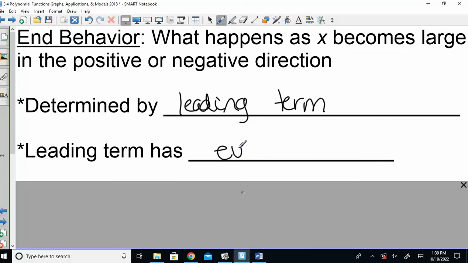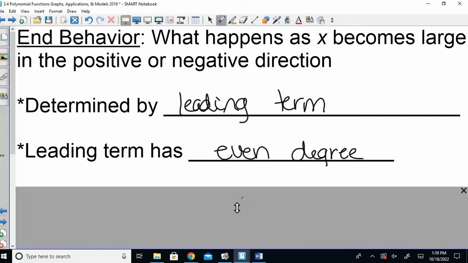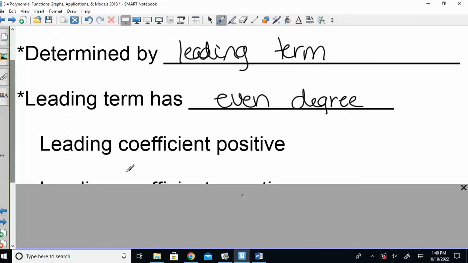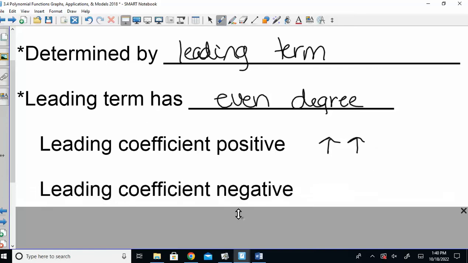So it turns out if we have even degree, think about the x squared, the x to the fourth, the x to the sixth, which direction are the ends going? They're both going up. So as long as your leading coefficient is positive, both ends would point up. Think about our quadratics. When we threw a negative in front, what happened? It flipped it. And so in that case, if the leading coefficient is negative, both ends will point down. So if our highest power is even, it's going to act like a quadratic. Either both ends pointing up or both ends pointing down.